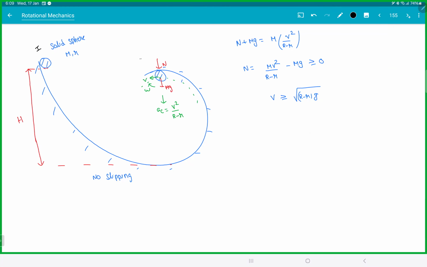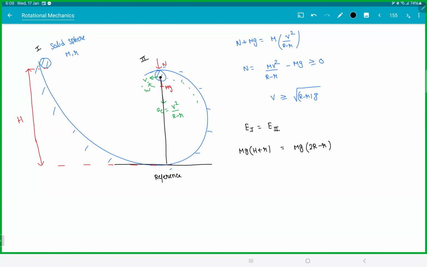This is state 1, this is state 2. Energy in state 1 is equal to energy in state 2. We'll take the ground as a reference line for potential energy. Initial potential energy, mg h plus small r. Remember, you have to take the heights from the center of mass. Is equal to the final potential energy, mg 2r minus small r. So small r is important.